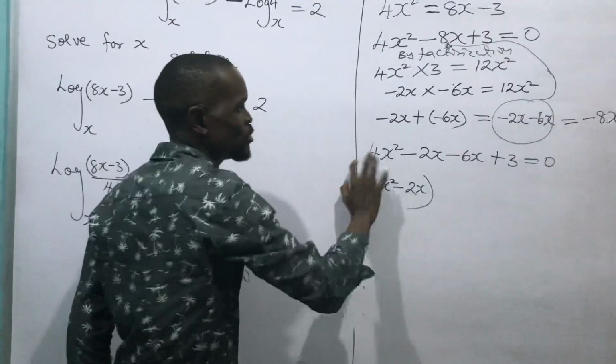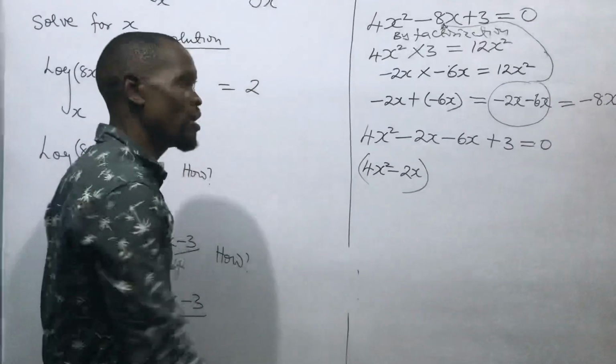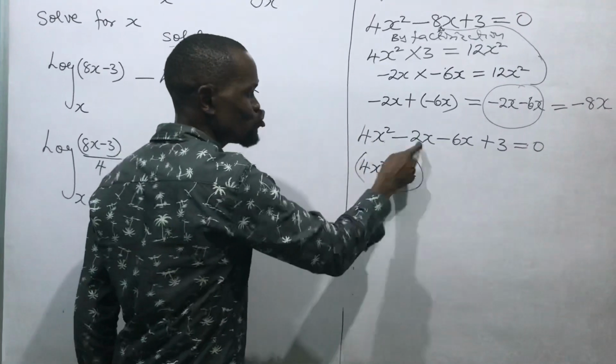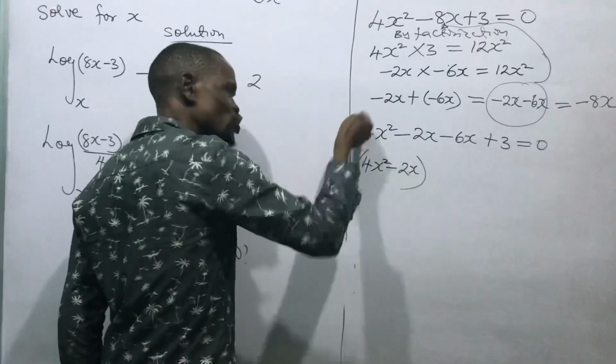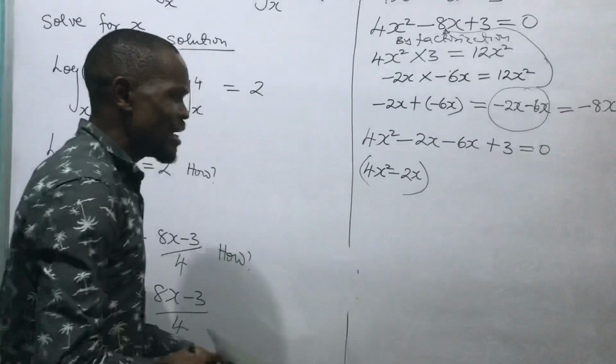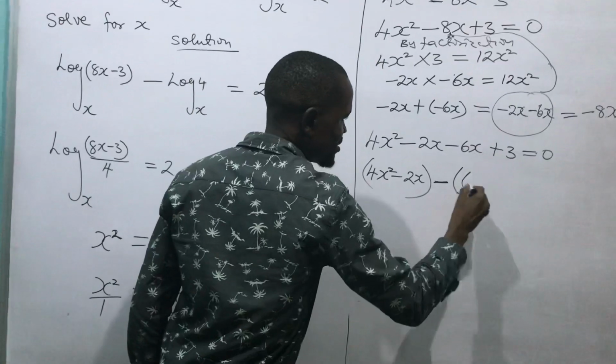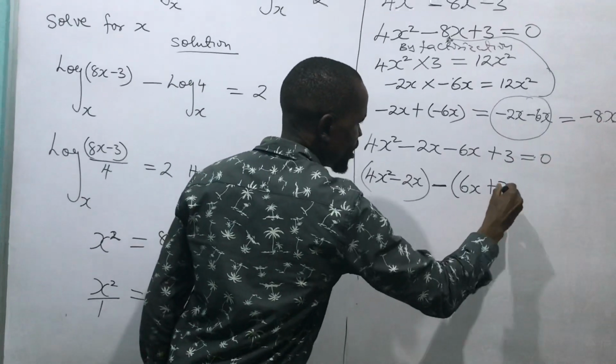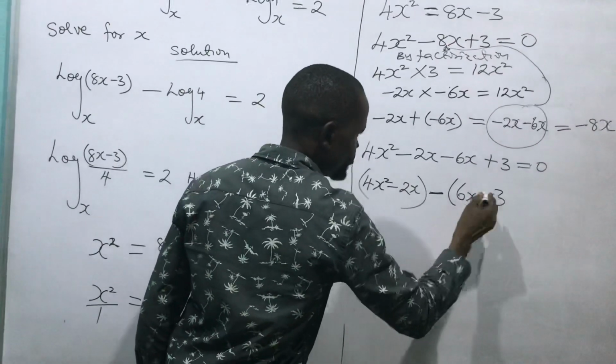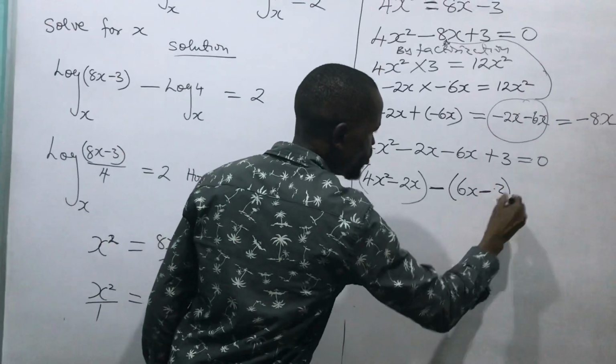And when I replace it, what happened? They are now 4 in number. Look at it, 4 times: 1, 2, 3, 4. I can now share them into 2, right? And that's what I did now. This 6x, and I have minus inside, 6x plus 3 in close bracket equals to 0.